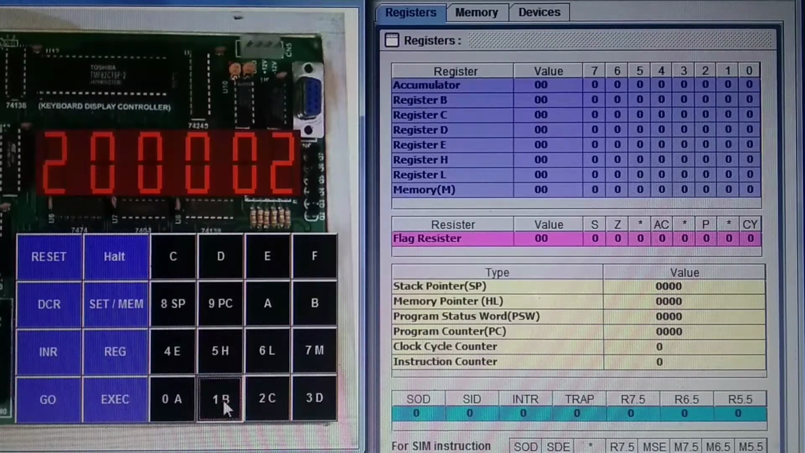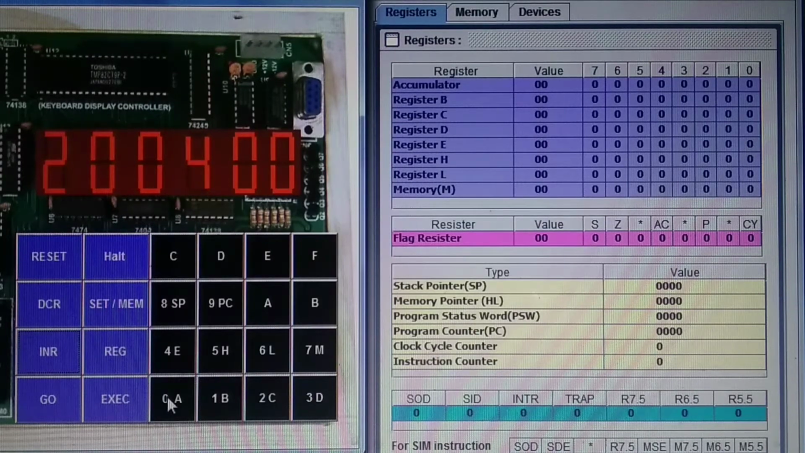Next 21, next 00, next 24, next 11, next 00, next 25, next 06, next 04, next 4E, next 1A, next 77, next 79, next 12.